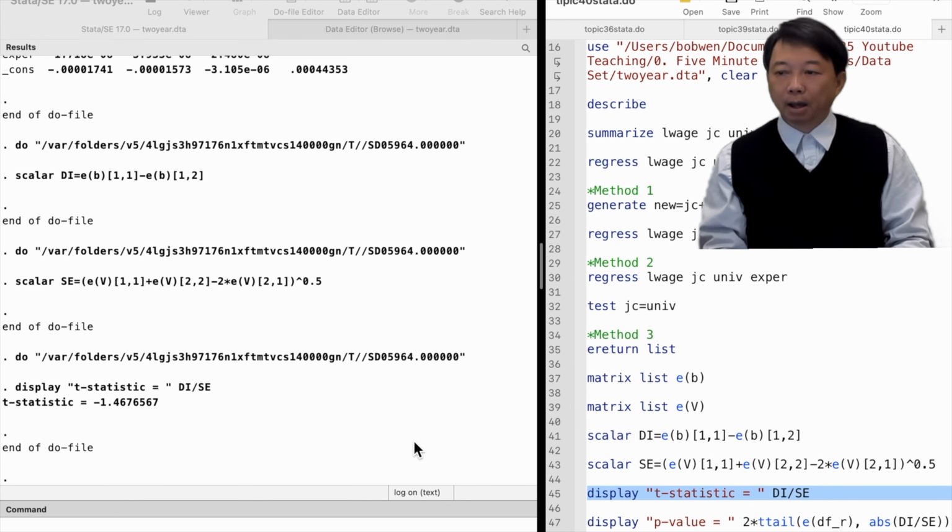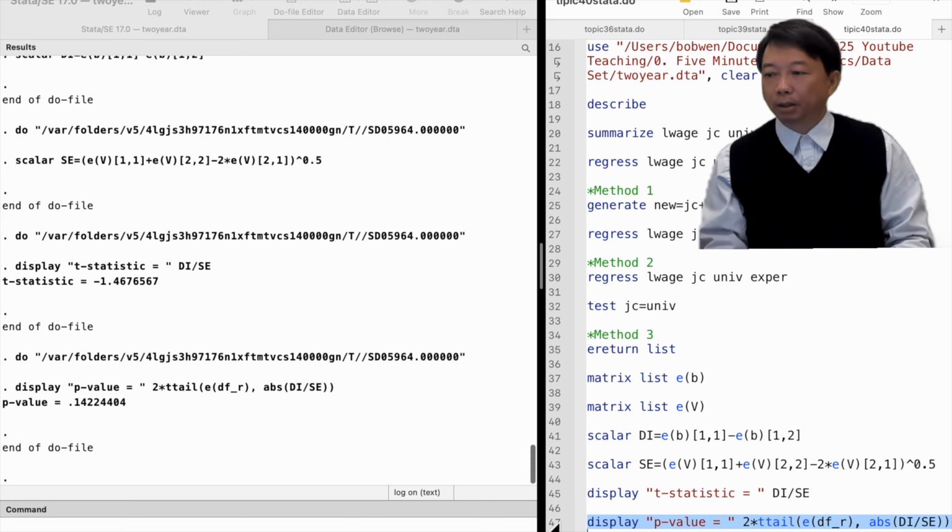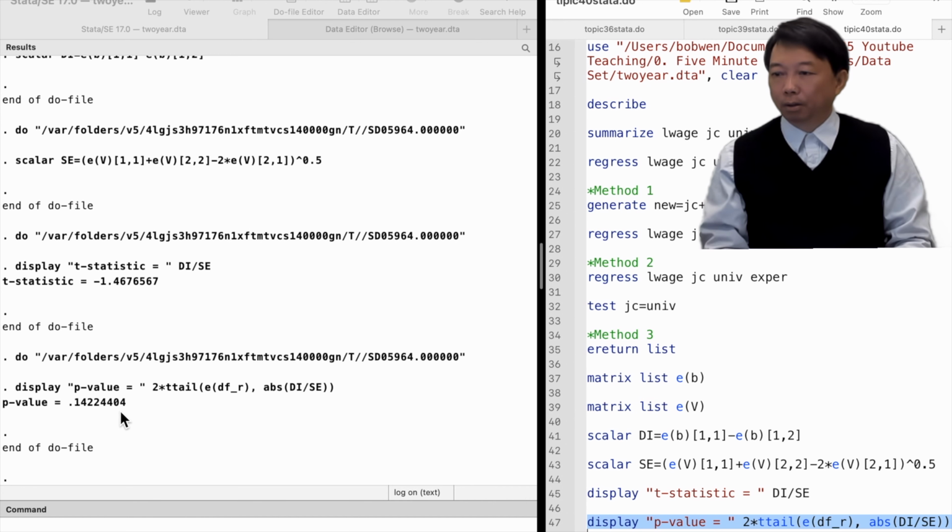We can also calculate the p-value for the t-statistic with the ttail function. All the results are the same as those in the first two methods.